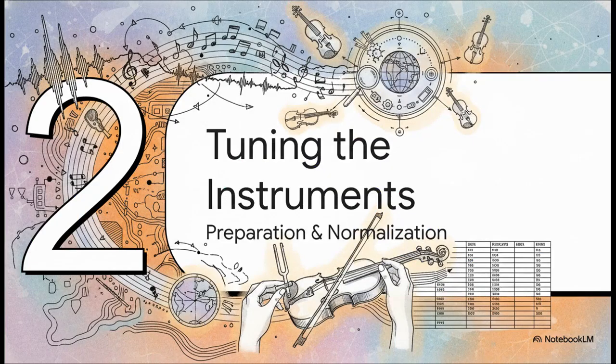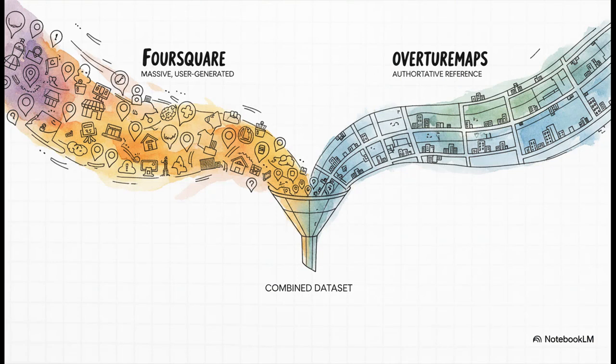All right, let's get into the nitty-gritty. The first movement in this whole data symphony is all about getting ready, tuning the instruments. So the process kicks off by pulling in raw data from two main places. The first is this huge collection of places from Foursquare, and the second is a reference dataset from OvertureMaps. Think of OvertureMaps as the official sheet music, the authoritative guide for how things should be.